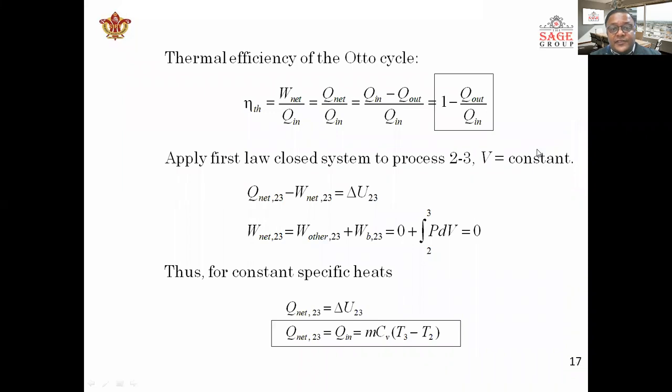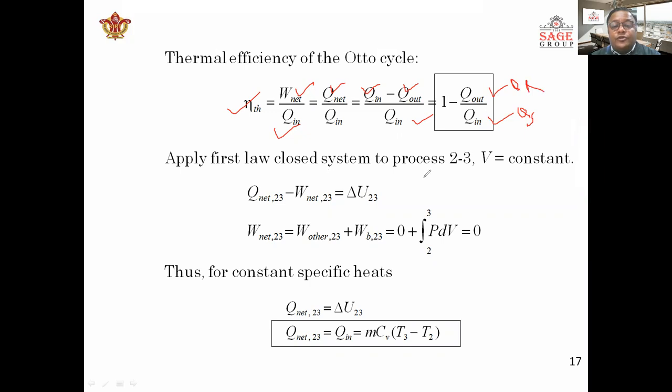This is the thermal efficiency of the Otto cycle, already discussed in the Carnot case. The thermal efficiency is the ratio of W net upon the heat supply, and W net is equal to Q net. Q net is equal to Q in minus Q out, so efficiency is 1 minus Q out by Q in. Q in is the heat supply, Q out means the heat rejection. This is called the heat supply QS and this is called the heat rejection QR.